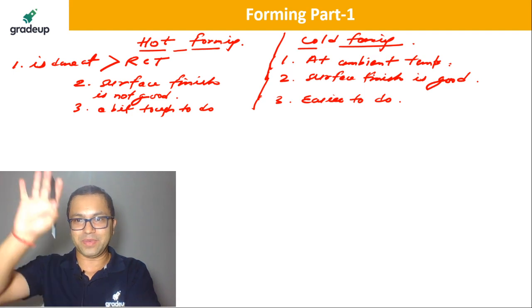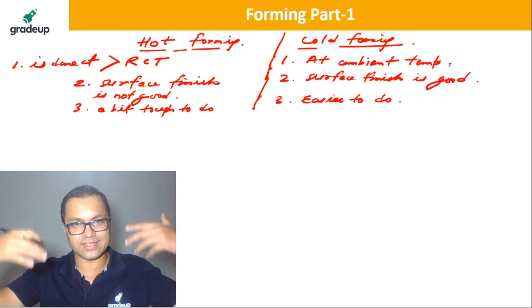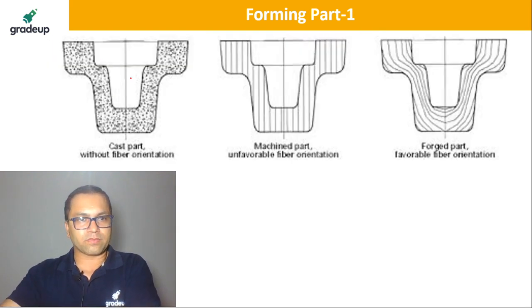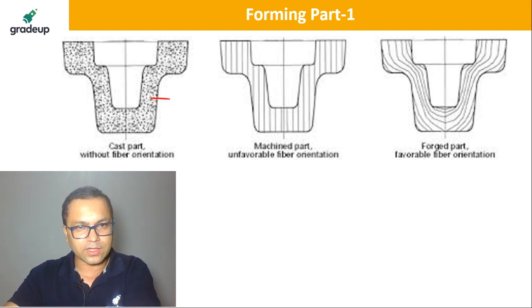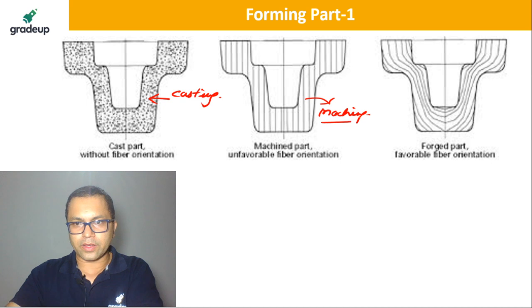Everything is from the beginning, okay? The material feels really good and fresh after that. Now this is the grain orientation of a cast part. This one is after casting, and this one is after machining. And this one is after forging. Forging is a type of forming.